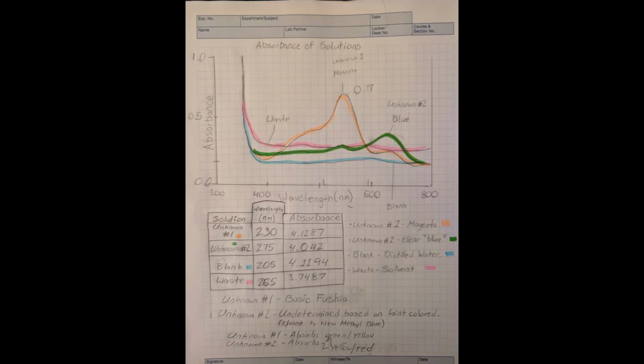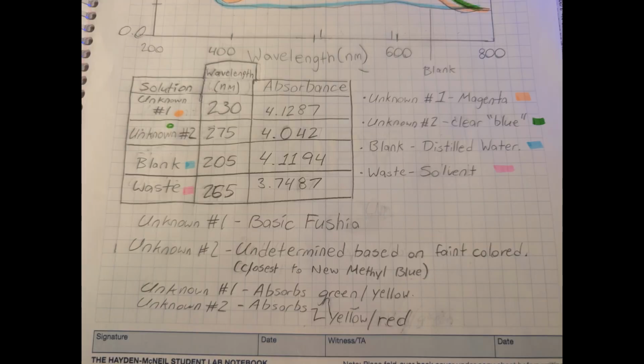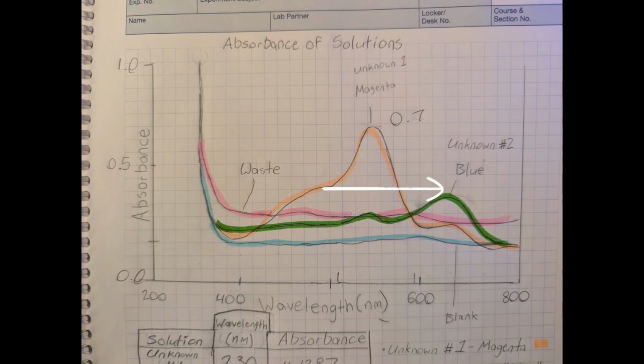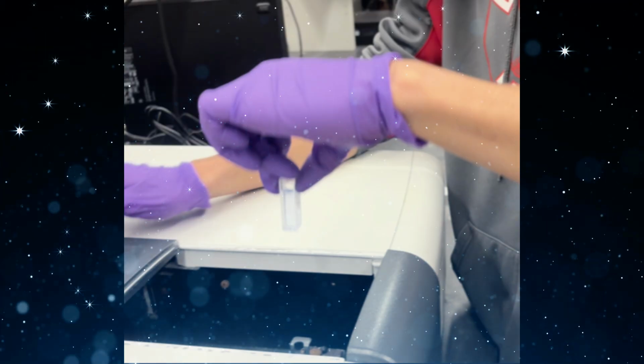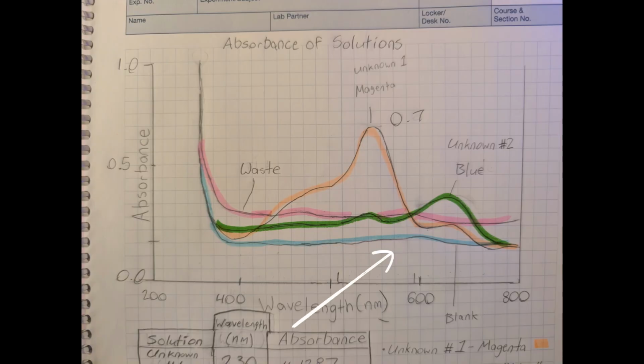From our notebook, we collected absorbance data from our set of solutions: a blank, 2 unknown solutions, and a bit of waste in between the two. Unknown 1 peaked at around 550 to 600 nanometers, which means it absorbed more around green or yellow in the visible spectrum, which leads to a magenta/pink color. Unknown 2 had relative peaks around 550 to 600 nanometers and another at 650 to 700 nanometers, which absorbed yellow and red. This left us with a transparent blue/cyan color. The blank was flat all around, which obviously led to a colorless solution, and our waste was similarly flat, which also left us with an almost colorless solution.